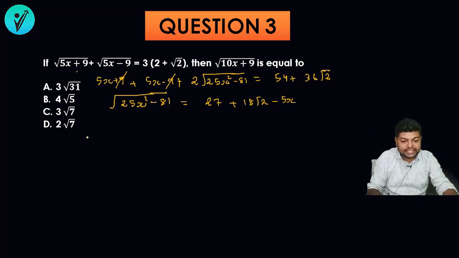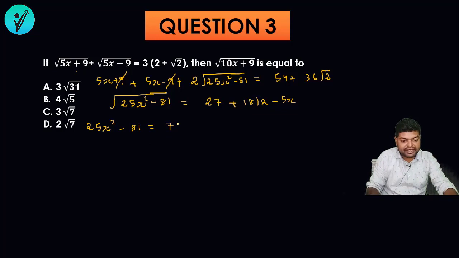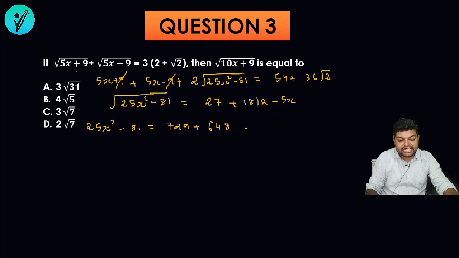Again squaring both the sides. So if you square both the sides, we'll have 25x square minus 81 equals 27 square. 27 square is 729. Then we have 18 square. 18 square is 324. 324 into 2 is 648. Then we have minus 5x whole square, so it will be plus 25x square.